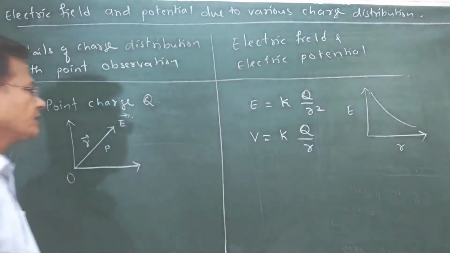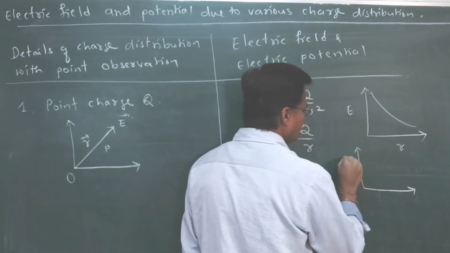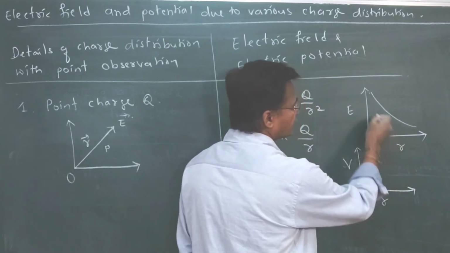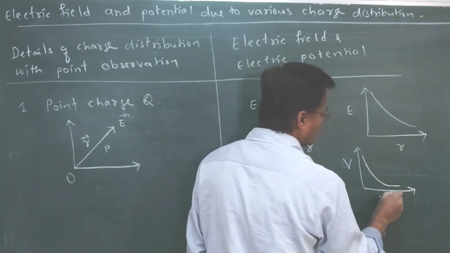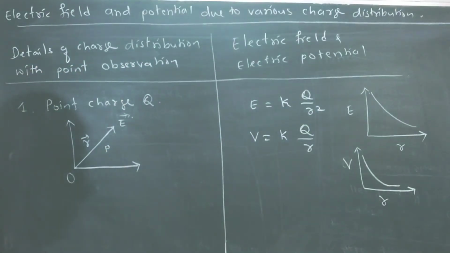So 1 by R square, and this graph also it is inversely proportional. So a little bit it is going to change. Sorry, potential, because this is r square we are taking, this is the what r. Okay, so a little bit it is going to change. So this is regarding the graph.